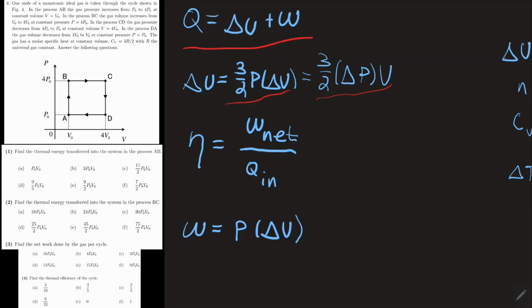The thermal efficiency of a thermodynamic cycle is equal to the net work done divided by the thermal energy transferred in, and work is equal to pressure times change in volume. By the way, the question mentions the molar specific heat. So this might be unsatisfying to hear, but I never learned about what this is and I don't exactly understand it. But what I do know, which is important, is that a monatomic ideal gas will always have a molar specific heat at a constant volume equal to 3R over 2, which is what the question gives.